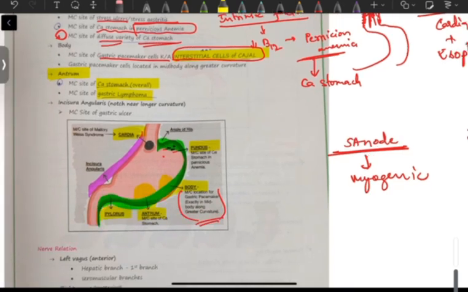So what is incisura angularis? It is the notch near the lesser curvature. Actually it is lesser curvature, I don't know why they have written it like longer curvature. Whatever the notch we are seeing here, this notch along the lesser curvature is called incisura angularis, and this site is the most common site for gastric ulcer.